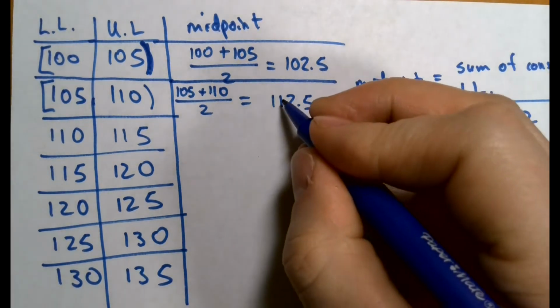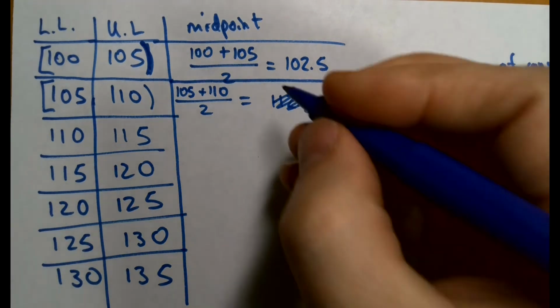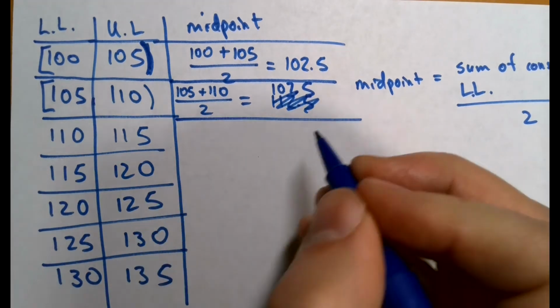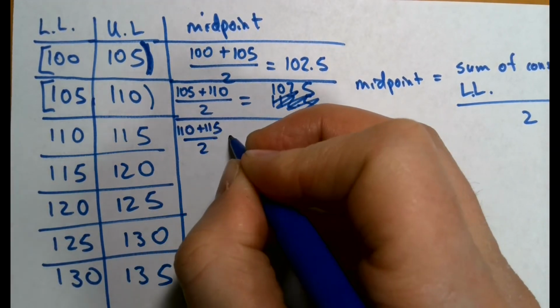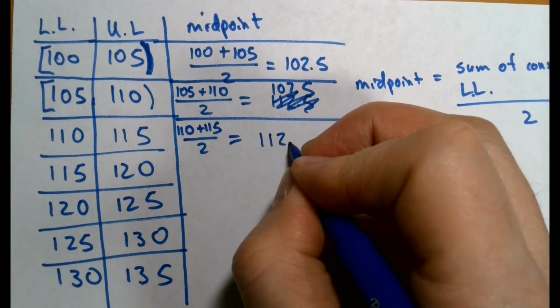107.5. There we go. The next one is 110 plus 115 divided by 2, and this one is 112.5.